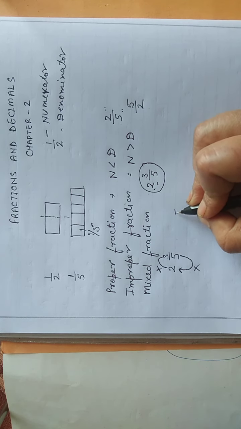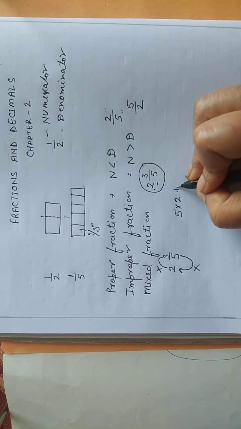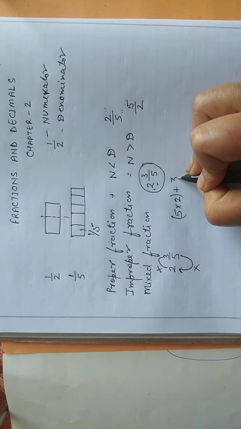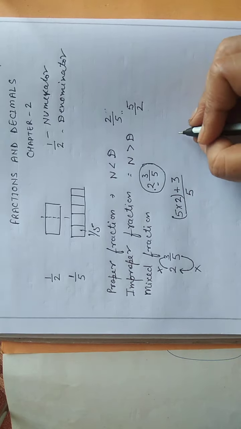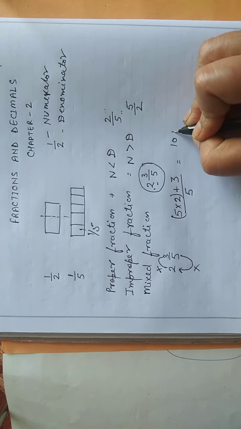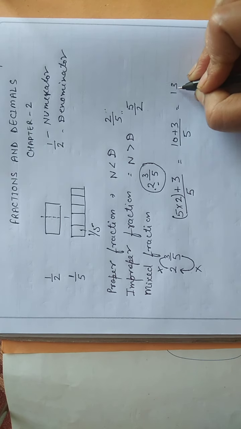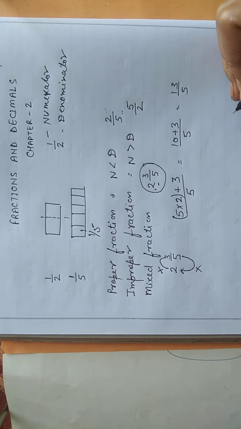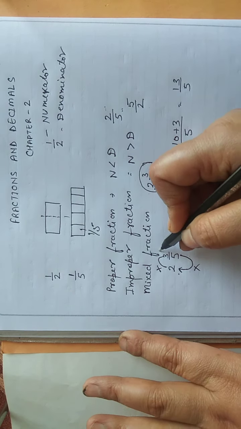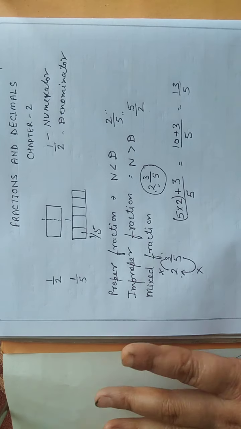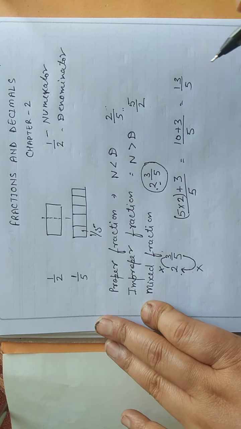How? First of all, we multiply 5 by 2. Then whatever result we get, we add 3 to it, and the denominator stays as it is. So what are we getting? 10 plus 3 over 5, so it is 13/5. You can also do it directly: 5 twos are 10, 10 plus 3 is 13/5. That is your answer.